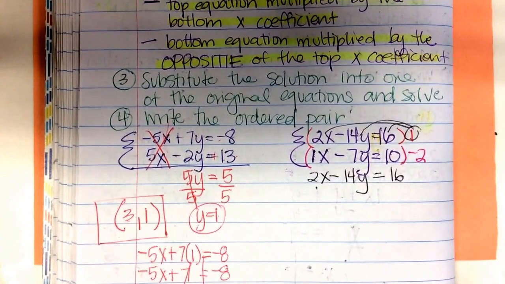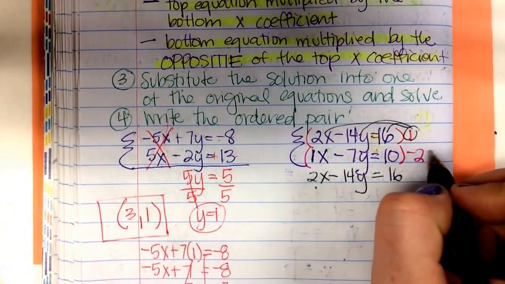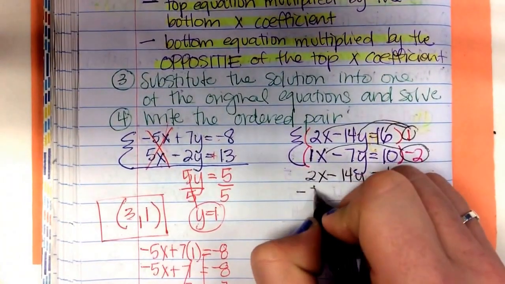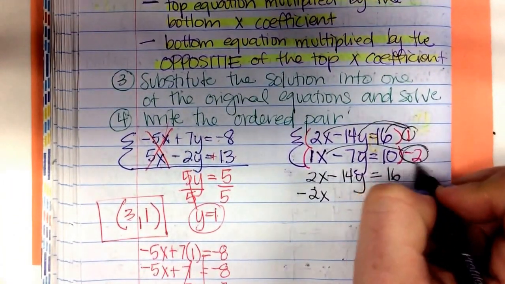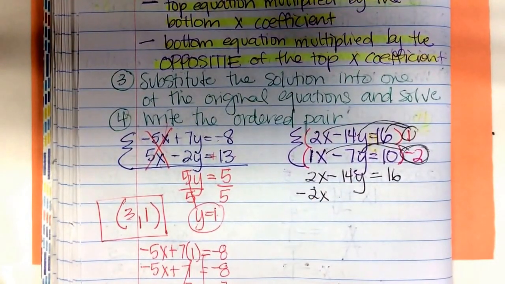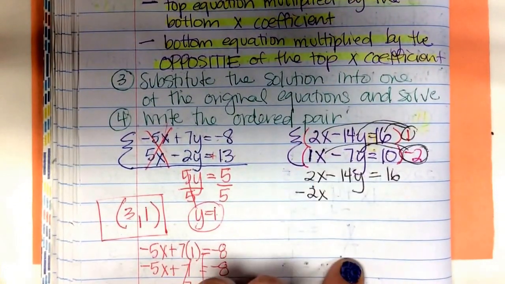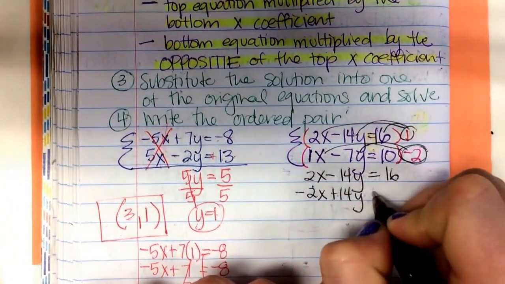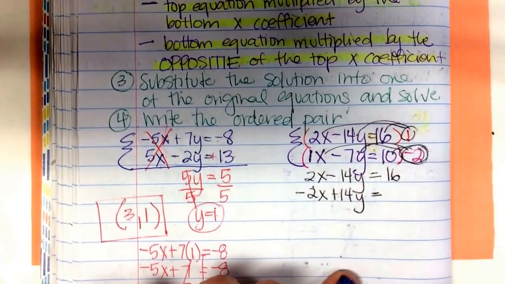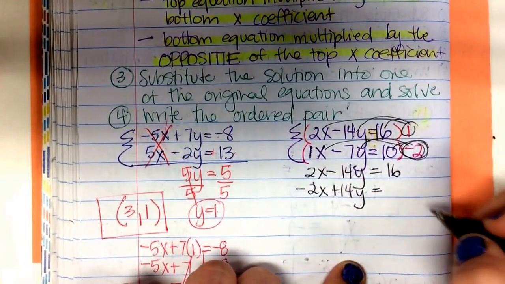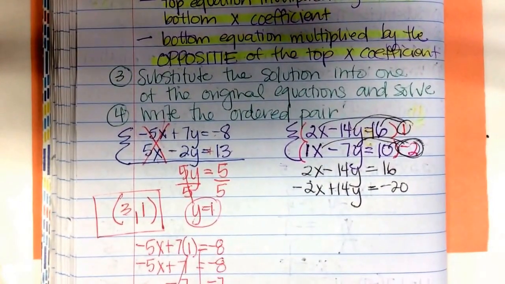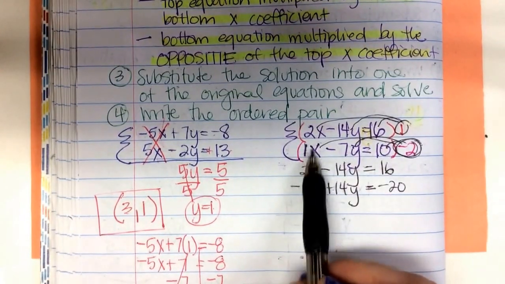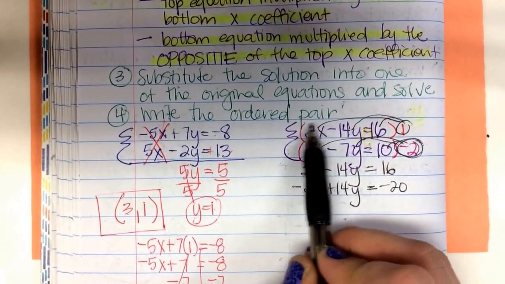Pretty easy. Let's do the bottom. Negative 2 times 1x is negative 2x. Negative 2 times 7y is positive 14y equals negative 2 times 10 is negative 20. I mean, it's pretty easy if you take the top multiplied by the bottom x and the bottom multiplied by the negative top.